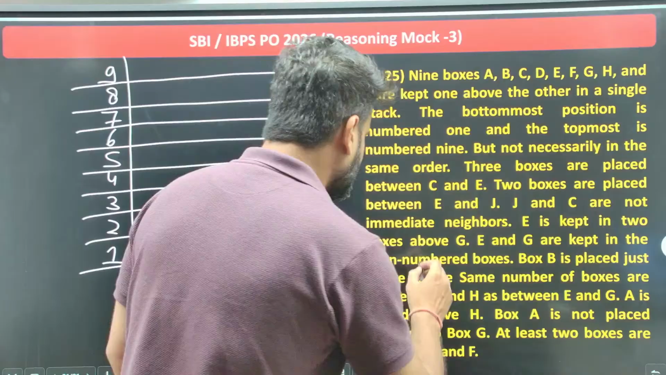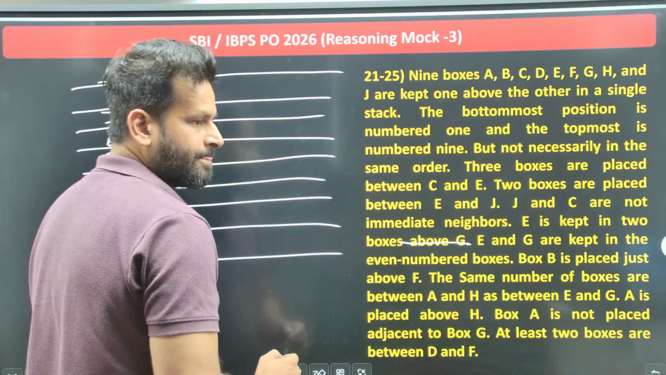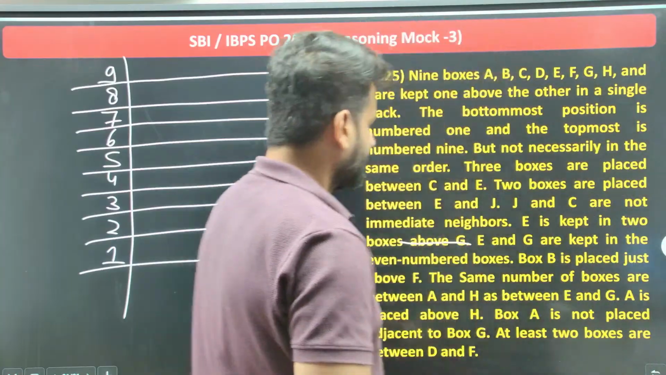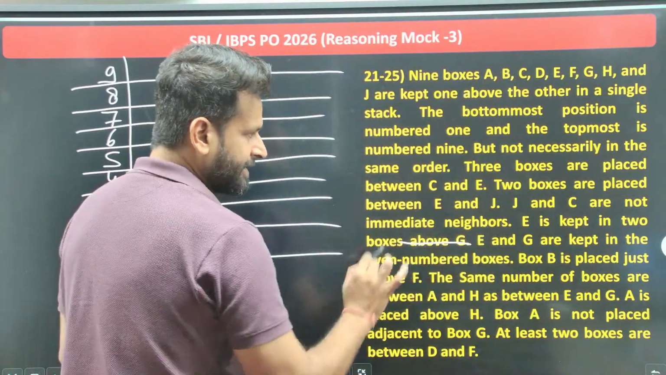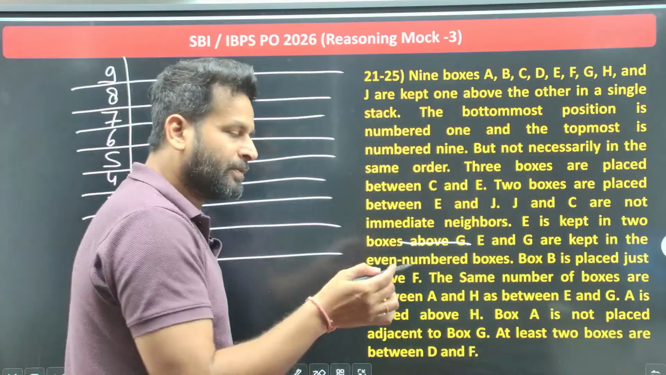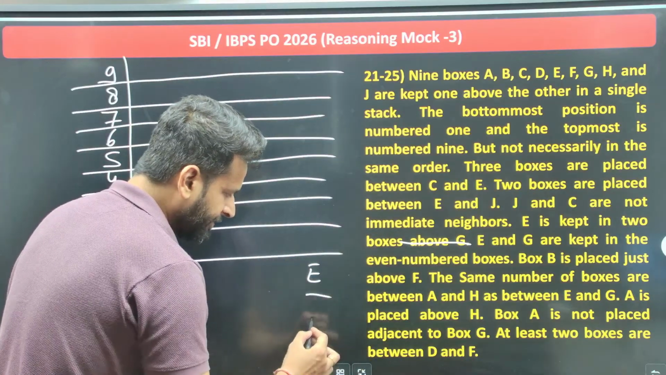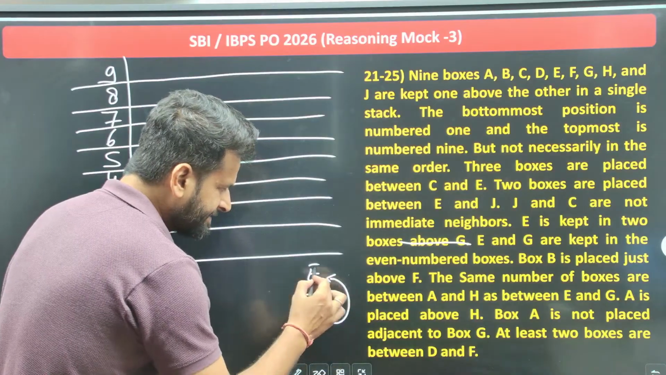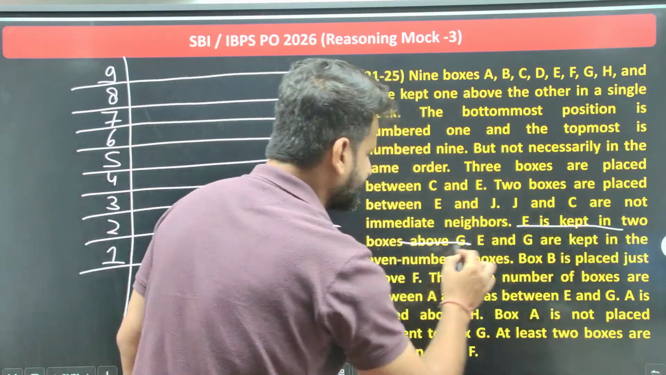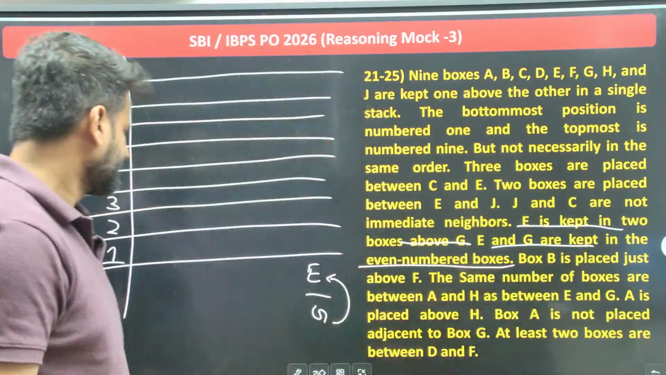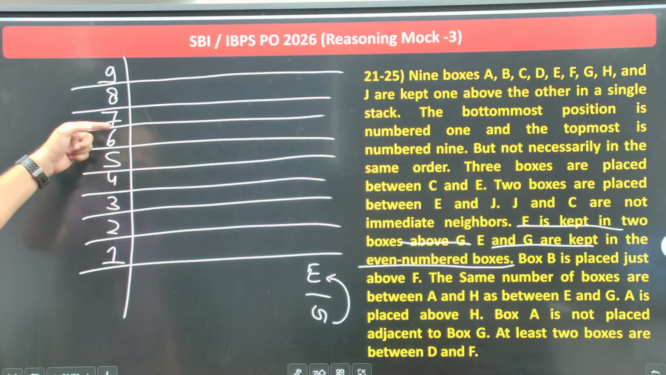E is kept 2 boxes above G. Have you solved this, Arun? You are solving. E is kept, important condition. E is kept two boxes above G. So this will be E, then one box, then G. E is kept two boxes above G, and E and G are even numbered boxes. So 2 and 4, 4 and 6, 6 and 8.